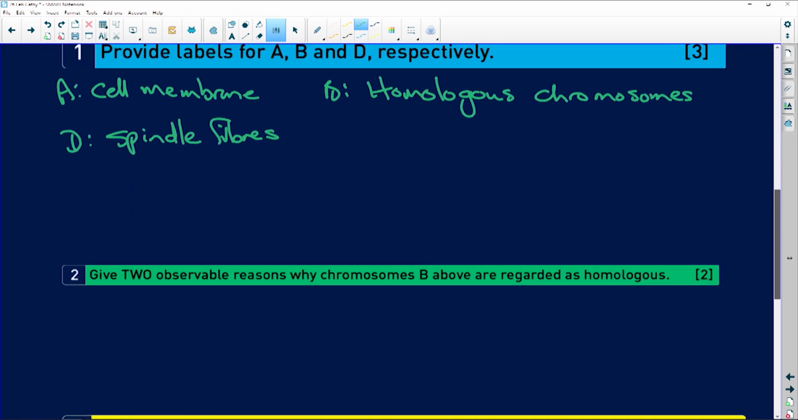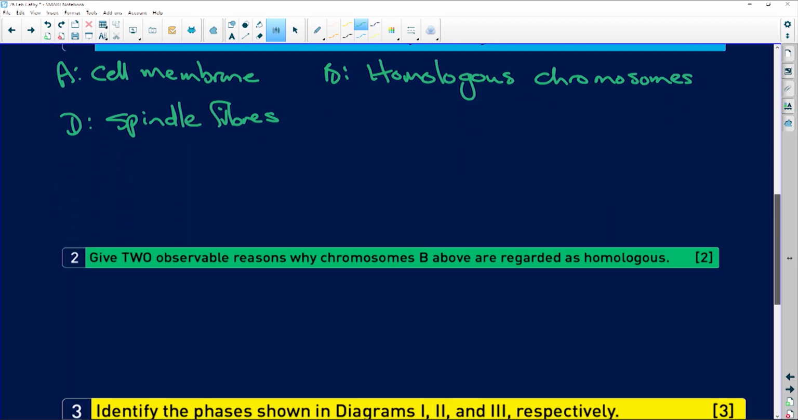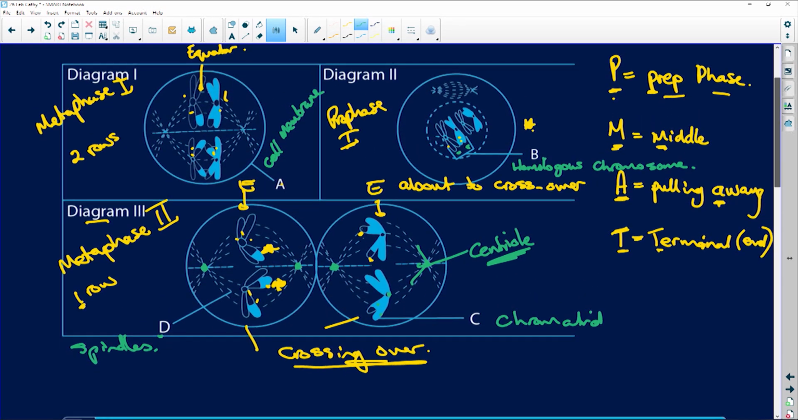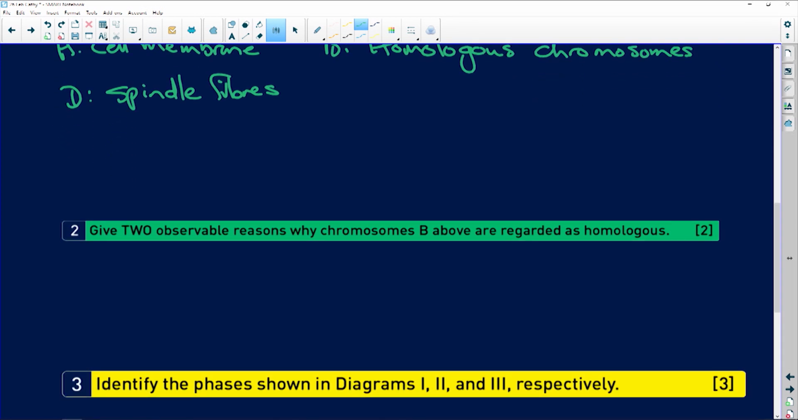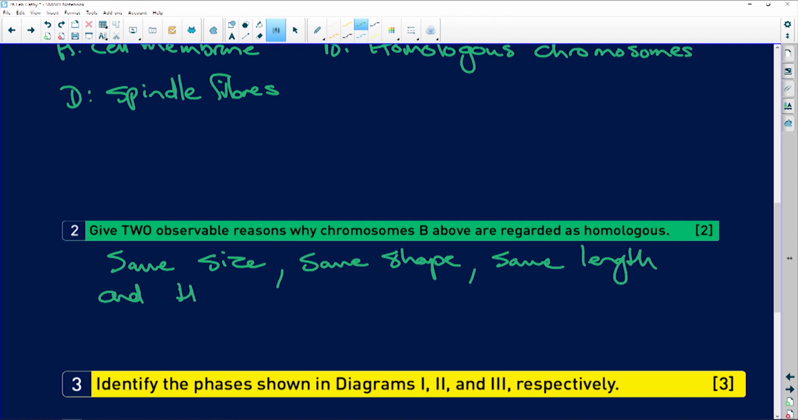Okay, next question. Give 2 observable reasons why chromosome B above is regarded as homologous. Well, let's see. Why would it be homologous? They are the same size. They're the same shape. They're the same length. And the centromere, which is between the 2 chromatids, is in the same position. Okay, I've given you 4. They only wanted 2.